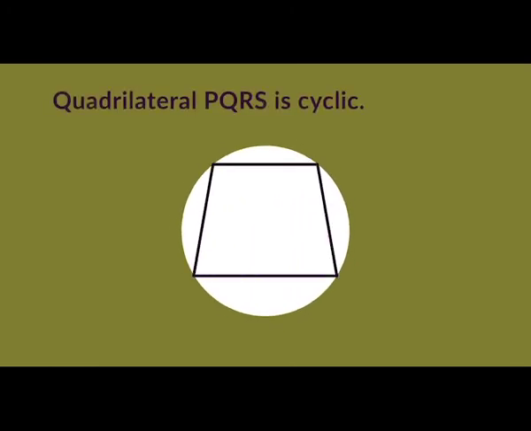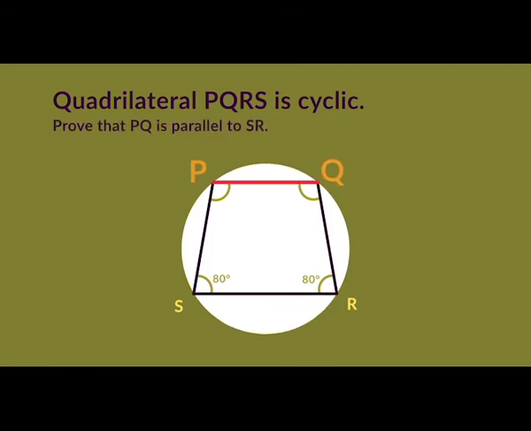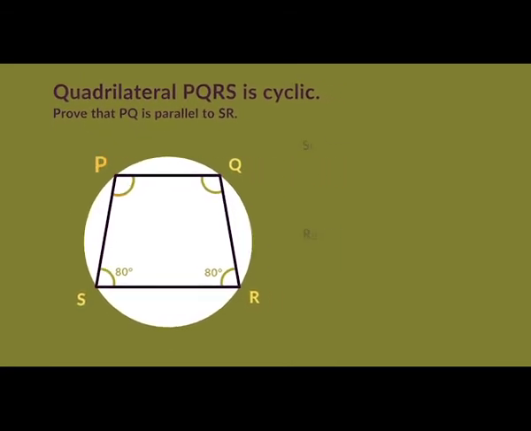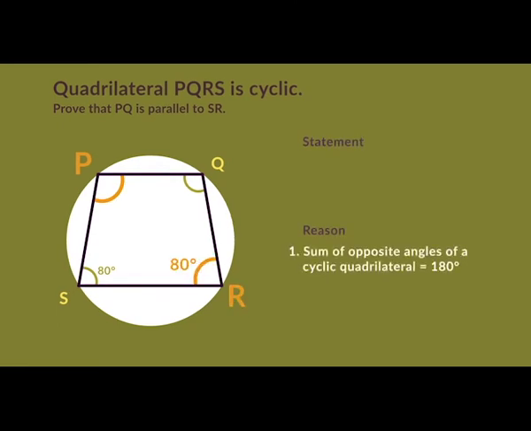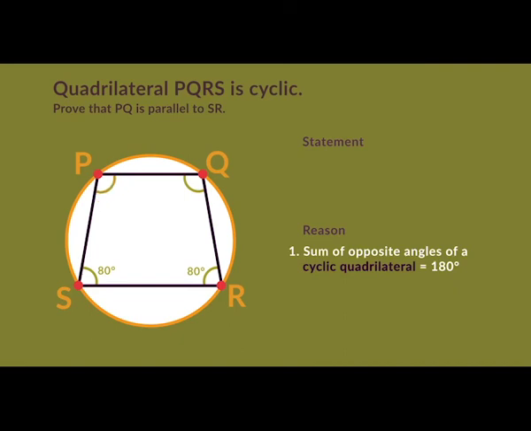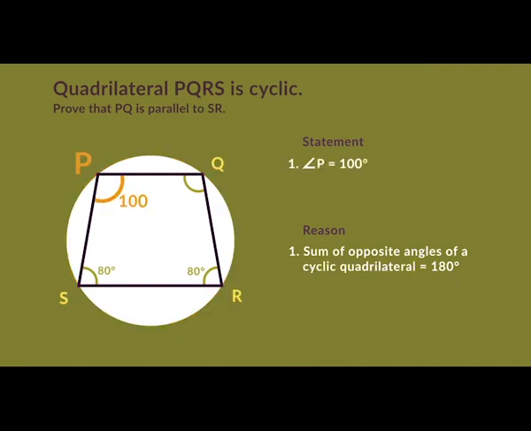Let's look at another example. We are given a cyclic quadrilateral PQRS. The angles S and R are each equal to 80 degrees. We need to prove that PQ is parallel to SR. Angle P is supplementary to angle R because we know that PQRS is a cyclic quadrilateral. So P is equal to 100 degrees. The same is true for angle Q.